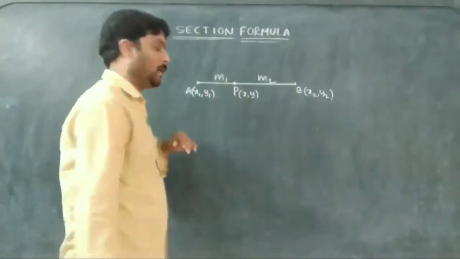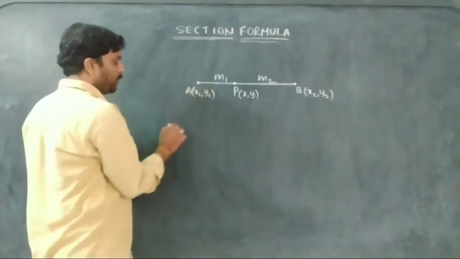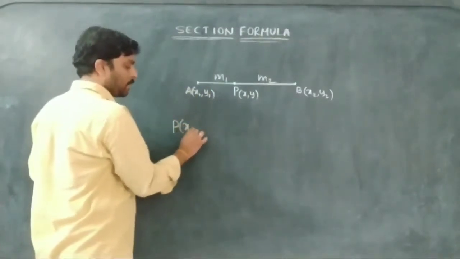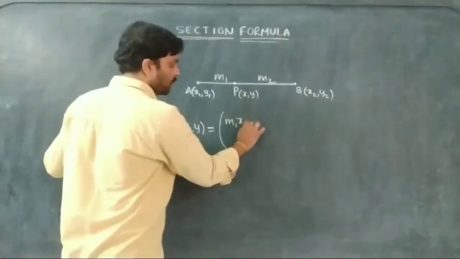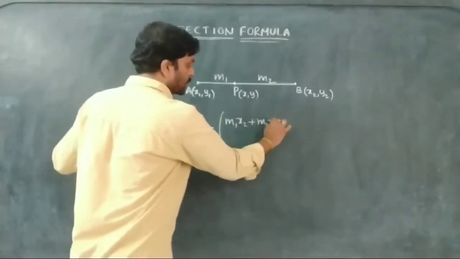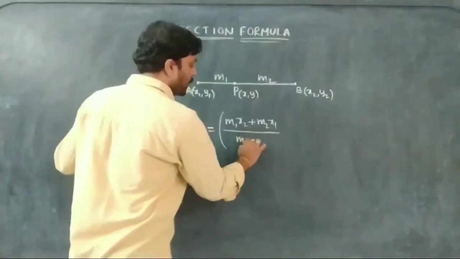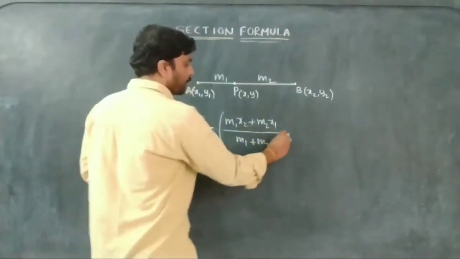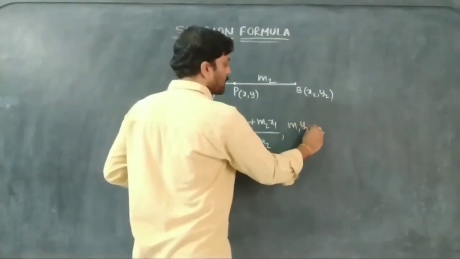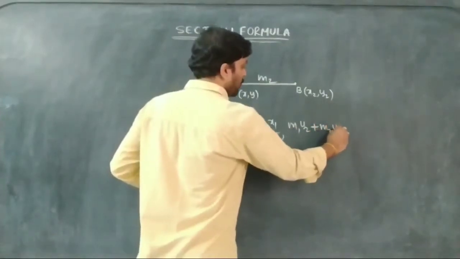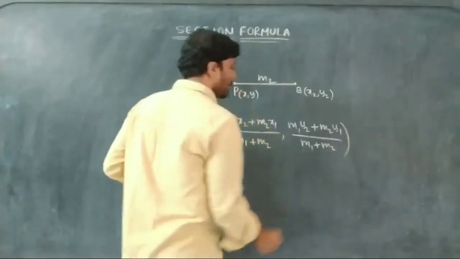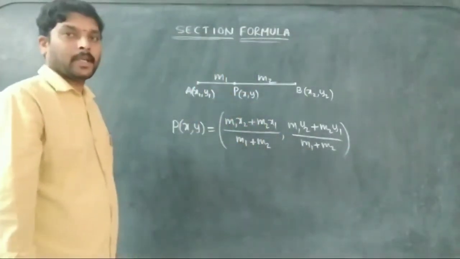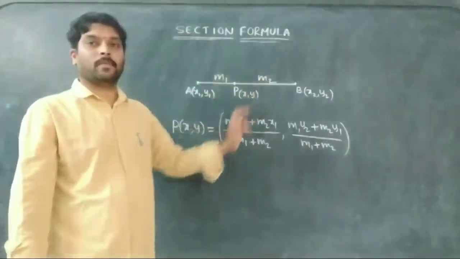For that we have a formula, which is called the section formula. P(x, y) is equal to (m1 x2 plus m2 x1) by (m1 plus m2), (m1 y2 plus m2 y1) by (m1 plus m2). This is called the section formula. Here the ratio is m1 is to m2.